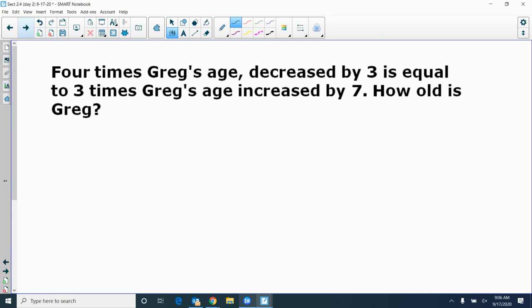So what variable do you want to use? Okay, what are we going to do? 4 times Greg's age, that's 4. That's where we don't put the order. 4 times, yeah, this one might go.